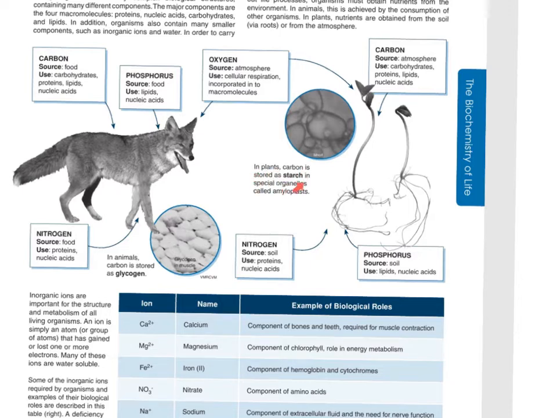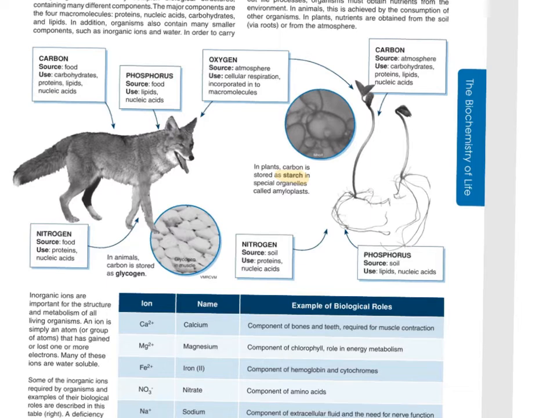In plants, carbon is stored as starch. This is going to be important. You need to know this word, starch. Starch is found in plants, not in animals. You know starch very well, don't you? What things that you eat have starch in them? Potatoes, number one. All plants have starch in them, but potatoes' big function is to store starch. It's a storage form of carbon, of sugar, glucose.